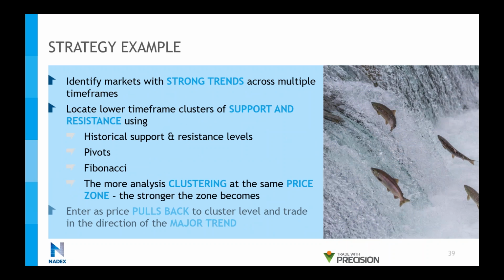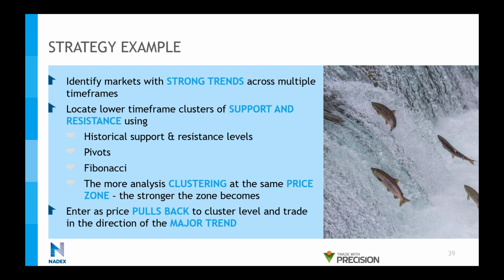So identifying markets with strong trends across multiple time frames. We want to locate lower time frame clusters of support and resistance, and some tools that we can use. And by all means, guys, you can use different tools here. You can go for oscillators, you can go for moving averages, you can go for whatever you think gives you an edge. And whenever you are able to identify a certain pattern, a certain setup, by all means, go for it. But remember, you want to stack those probabilities. Just one indicator is never enough. Just knowing that it's an uptrend is not enough to initiate a long position.